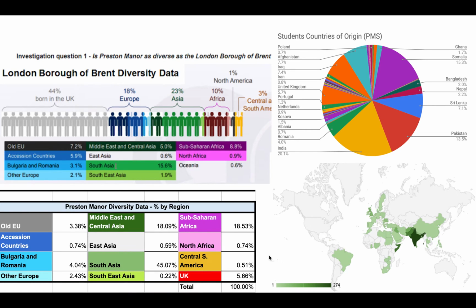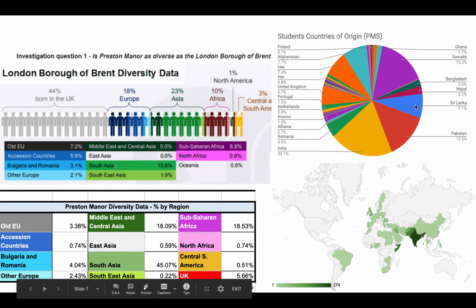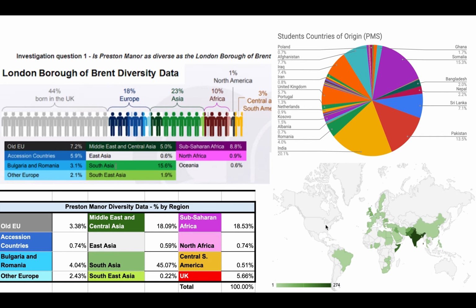So, dependent on the hypothesis that you chose, you need to write your analysis and your conclusion based on that. If you had said, for example, that Brent was going to be less diverse than Preston Manor, or Preston Manor was going to be more diverse than Brent, then you need to say that your conclusion was either right or wrong or partially so, okay? If you wanted a reminder of all of the different places that we do represent at Preston Manor, they are up here in these two graphs. These are graphs of the same information, but presented in different ways.